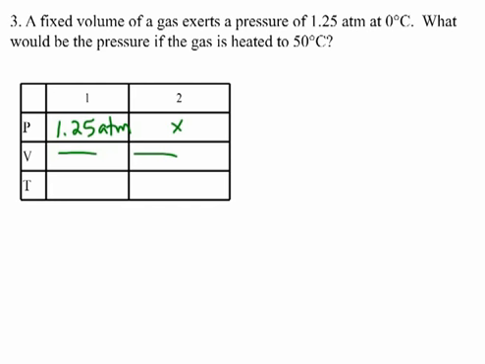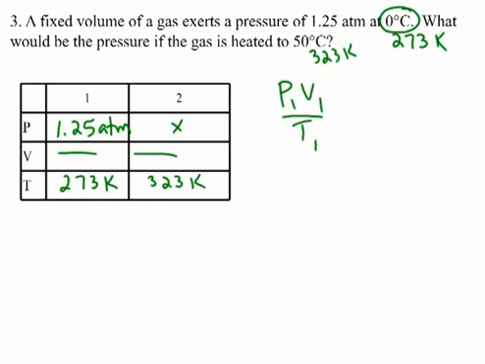And now we have two temperatures in Celsius that we need to first convert to Kelvin. Well, 0 degrees Celsius is 273 Kelvin. 50 degrees Celsius, if we add 273, that works out to 323 Kelvin. So our initial temperature is 273 Kelvin, and our new temperature is 323.